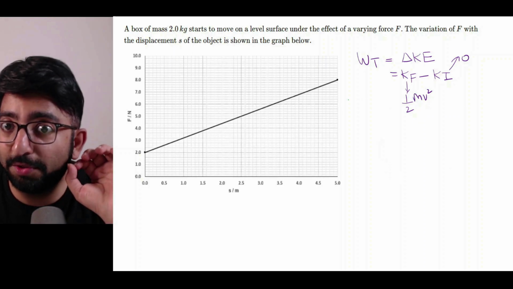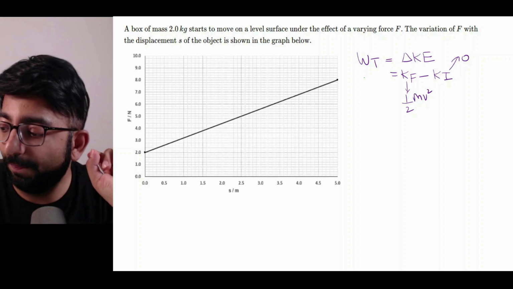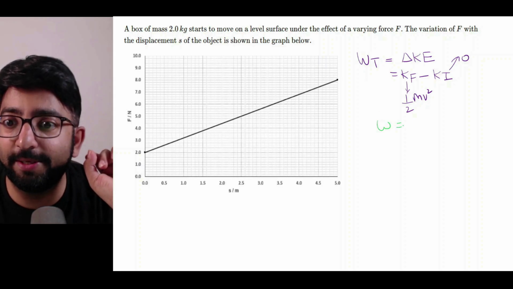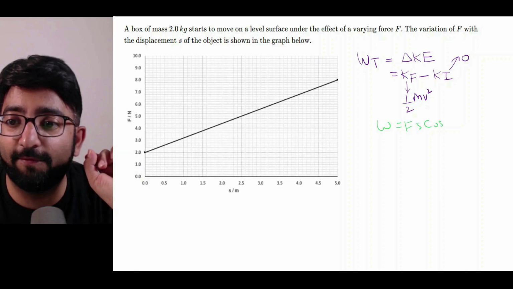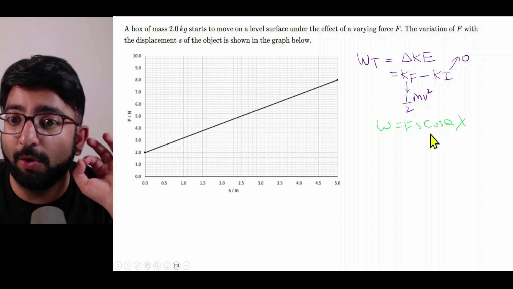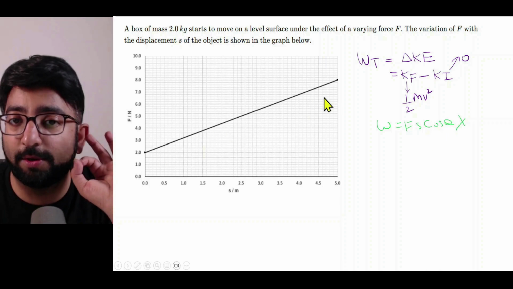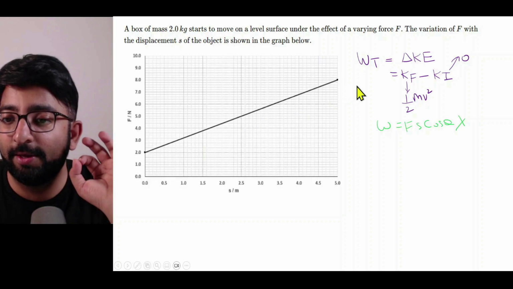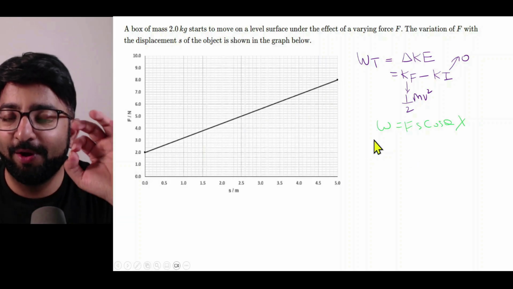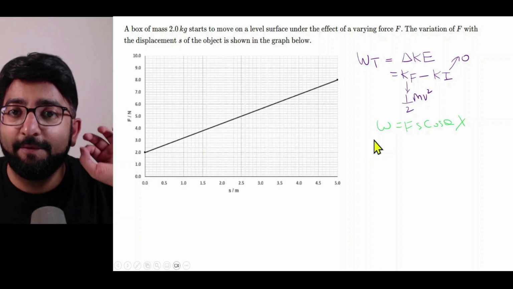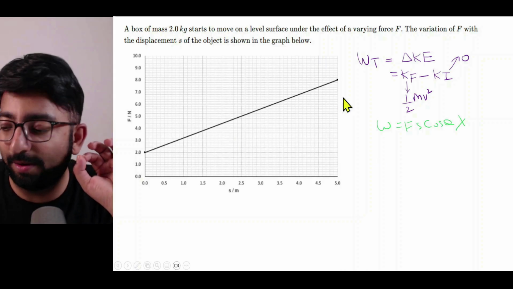So how do we figure out the total work done? Now we cannot apply the basic formula for work, Fs cos theta. That formula is not applicable because the magnitude of force is not a constant. It is constantly changing. So that formula goes out of the window. So what do we do in such cases? We have to figure out the area under the graph.